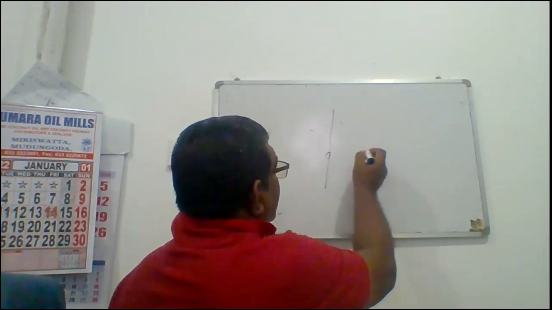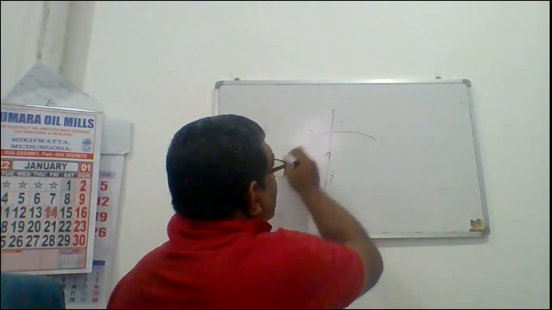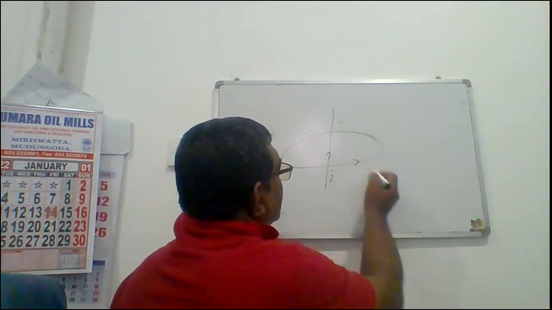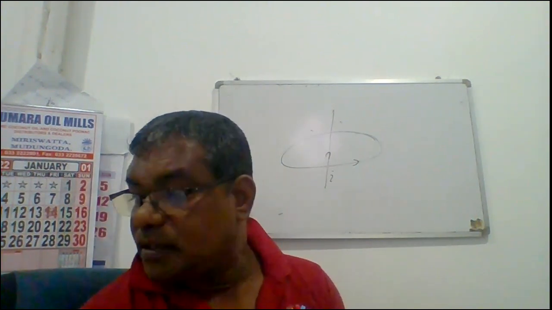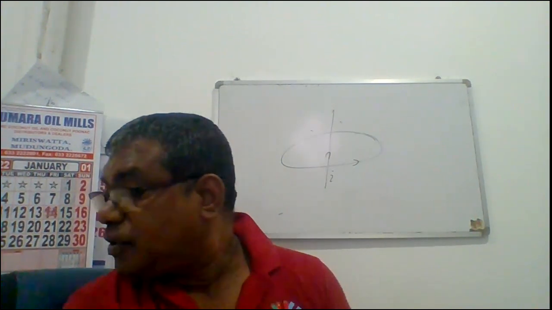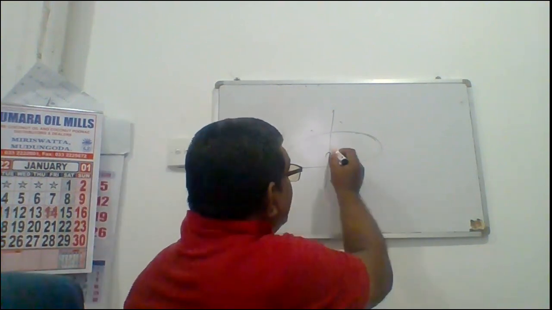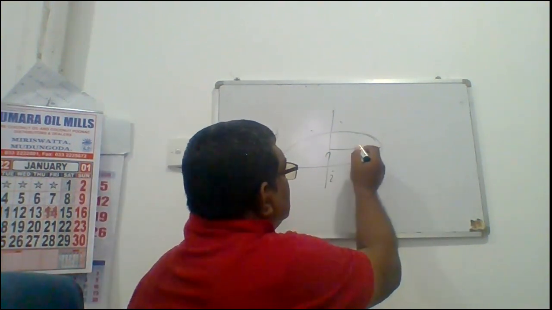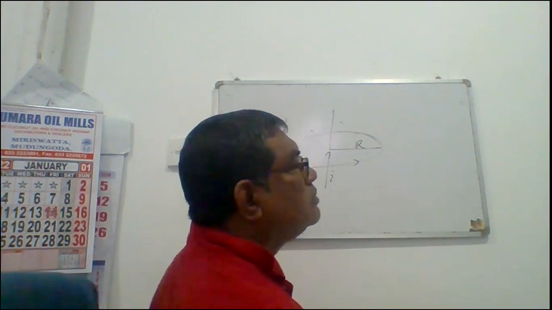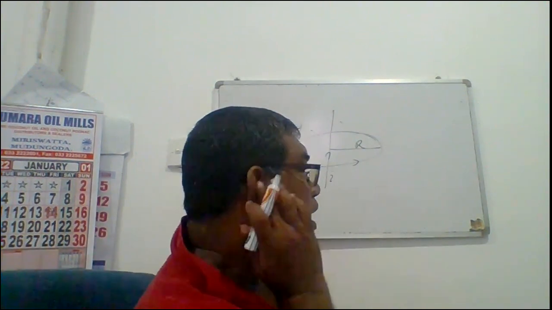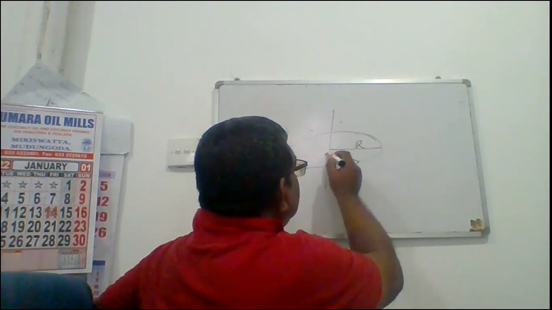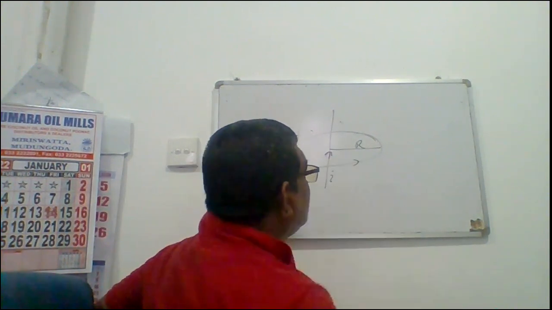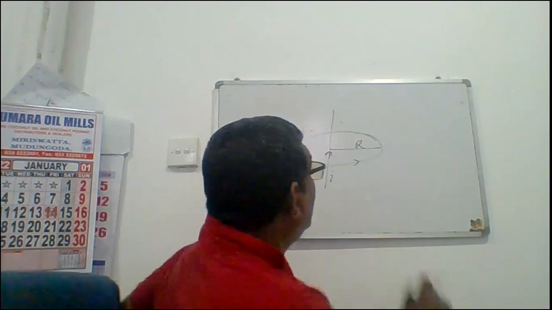Now I will derive the magnetic field due to a current carrying conductor like this one. The magnetic field around it is circular, like this. The radius of that circle is R. The current passing through the conductor is I.